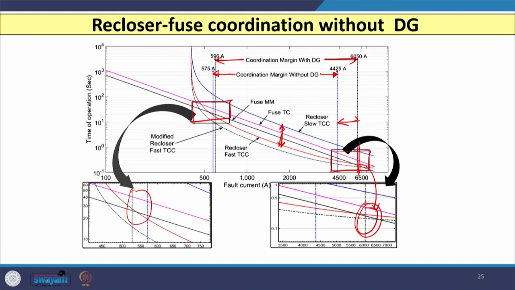If we want a solution for that, then we have to reduce the characteristic of the recloser fast TCC slightly below, which I have shown here and mentioned as the modified recloser fast TCC curve. If I do this, then sufficient margin is available, but again that is only for a limited value of the DG which you have connected. Once it exceeds that, this is also not possible. That means if I reduce the characteristic slightly below, it is possible only up to a certain extent.